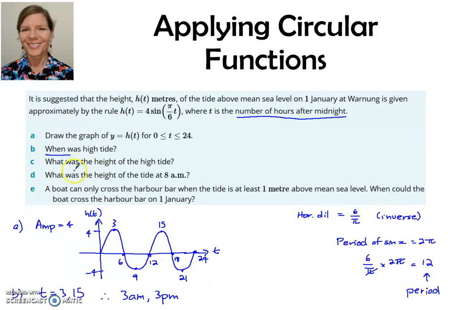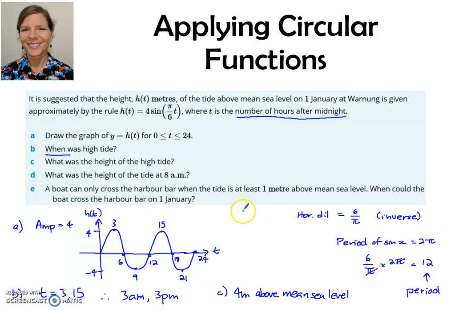What is the height of the high tide? Well, that's pretty straightforward. The height is just going to be 4 meters, and that's above mean sea level. Don't just say 4 meters. 4 meters what? Make sure that you're referencing back to the question. So 4 meters above mean sea level. So that's your first 3 parts.